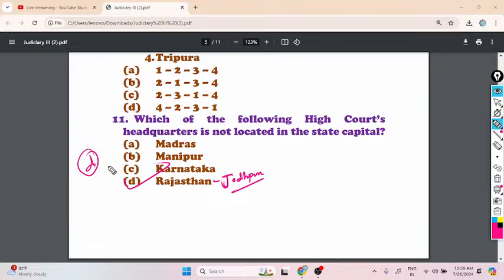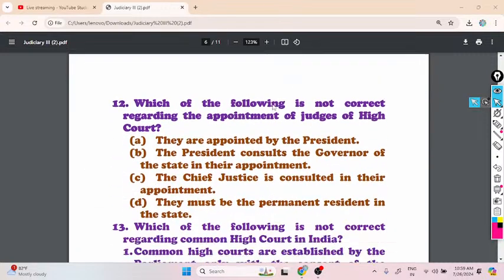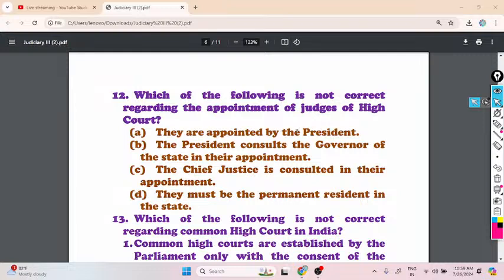Okay, that is question number 11. Now we come to question number 12. Look at question number 12. Which of the following is not correct regarding appointment of judges of High Court? Appointment of judges of High Court is a constitutional provision. They are appointed by the President.